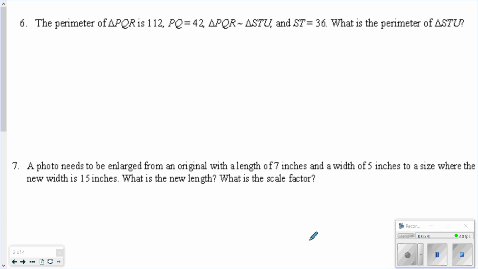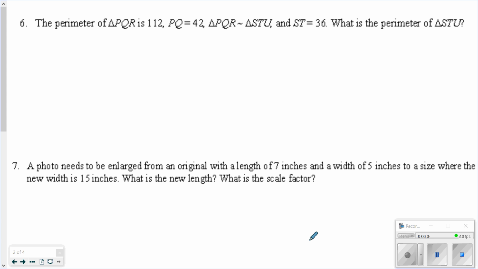The perimeter of triangle PQR is 112. PQ is equal to 42. The triangle PQR is similar to triangle STU, and we know that ST is equal to 36. What is the perimeter of triangle STU?